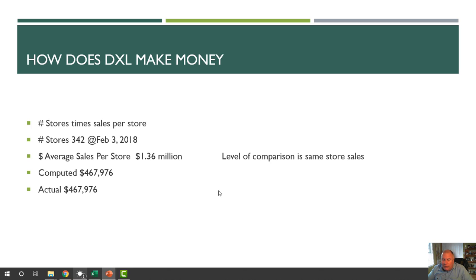How do they make money? Number of stores times sales per store. At February 28th, 2018, they had 342 stores. The average sales per store was 1.36 million. I multiply 342 times 1,376,000. I compute, and my actual are the same. So the level of comparison is same store sales as I converted. Number of stores and sales per store, and I'm comparing what they do.